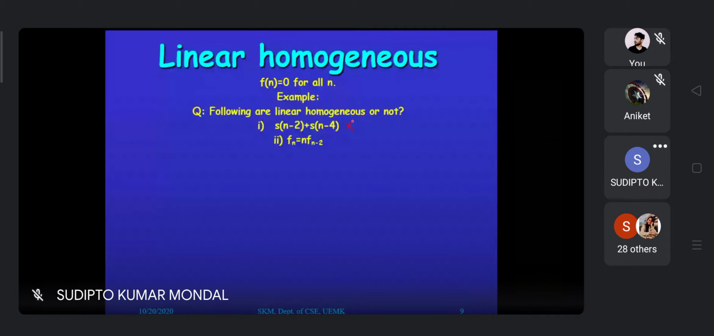Next, number 2. F(n) equals n into F(n-2). Is it a recurrence relation? Is it a linear homogeneous recurrence relation? So your views this time, please. What are your views, please? Share your views.